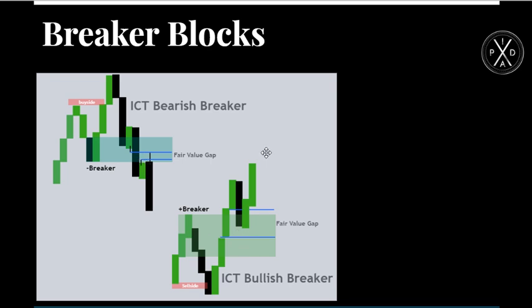And similarly, if we were trying to be long, then we see a breaker with a fair value gap, a bullish breaker with a fair value gap, then that would be a very high probability area to buy from. So yeah, that's what the breakers are. And now let's take a look at fair value gaps.